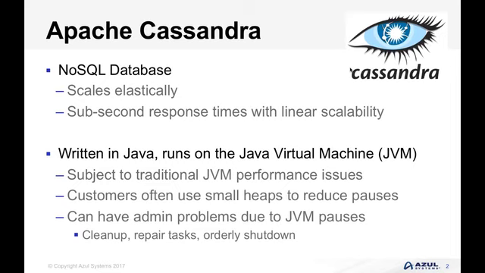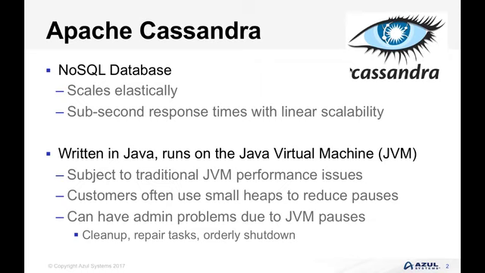One of the things that we see a lot with clients who use Cassandra is that they try to adapt what they're doing in terms of their deployment to cope with the way that the Java virtual machine works. So we often see customers using smaller heaps than they really want to in order to reduce pauses. Some of the other things that we see related to that are that people can sometimes experience administration problems due to pauses which are introduced by the JVM. Things around cleanup, things around repair tasks, even being able to orderly shut down a cluster of Cassandra nodes can be affected by the way that the JVM works.